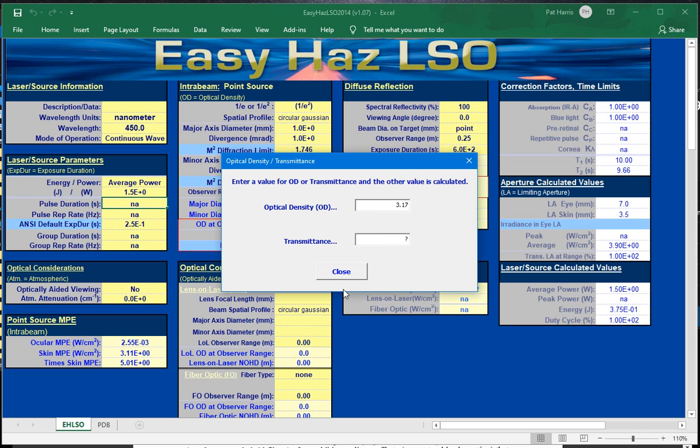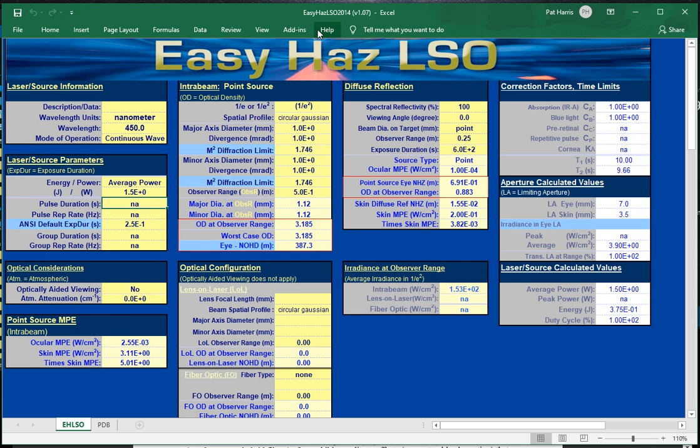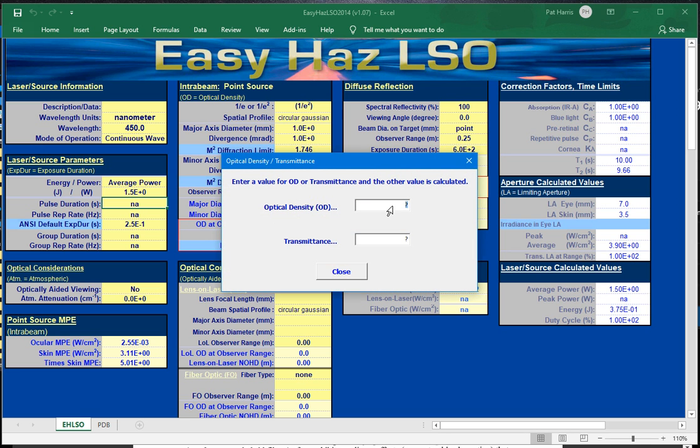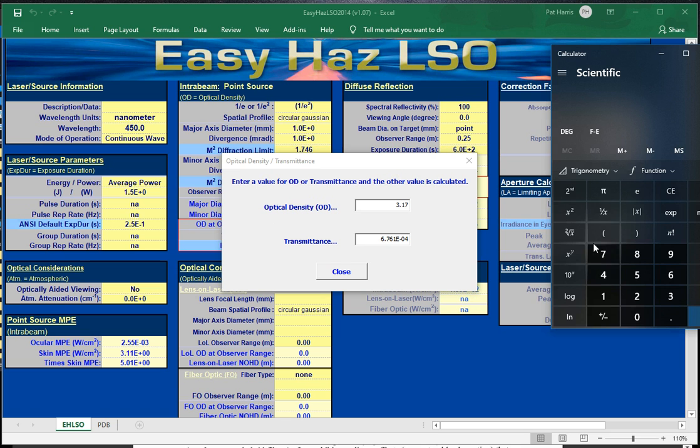3.17. And what's the transmittance? Miscellaneous OD transmittance. 3.17. Okay, so the transmittance is 6.76 e to the minus 4. So that is 6.76 e to the minus 4, times 1.5 watts. Okay, so that's leaking exactly 1 milliwatt. So we're fine with that filter at 450. Okay, so let's go take a look at the next one.